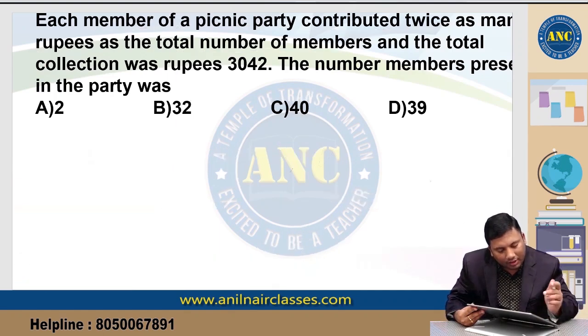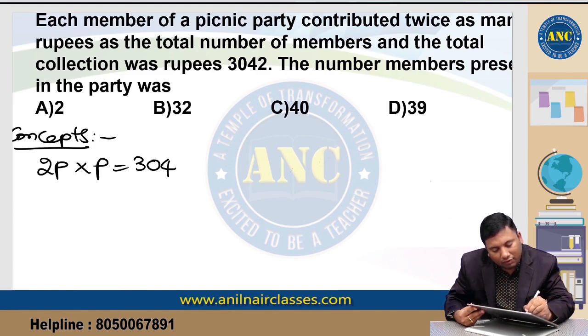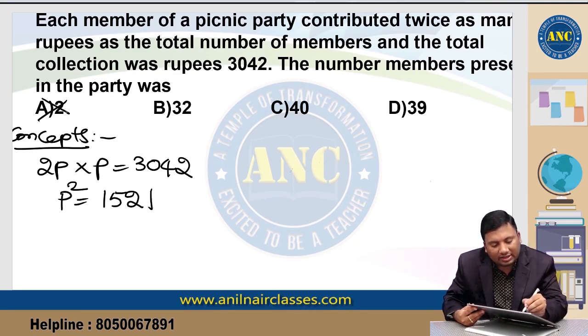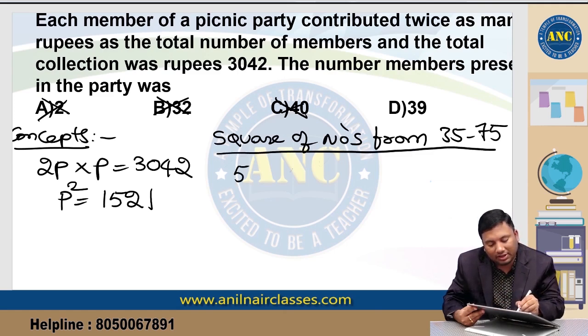Now, concepts. See here, what we got: 2p into p is nothing but 3042. So p square is nothing but 1521. How to find out the value? Suppose I said that 39 is the answer. Why is 39 the answer? Square of the numbers from 35 to 75. Listen carefully.